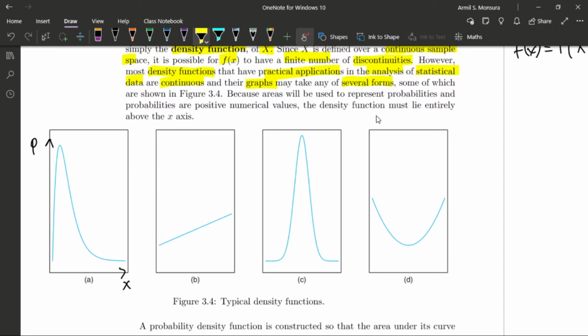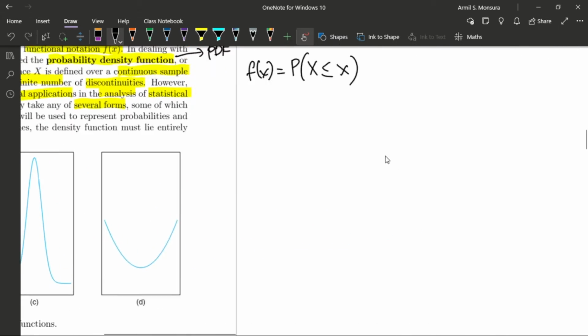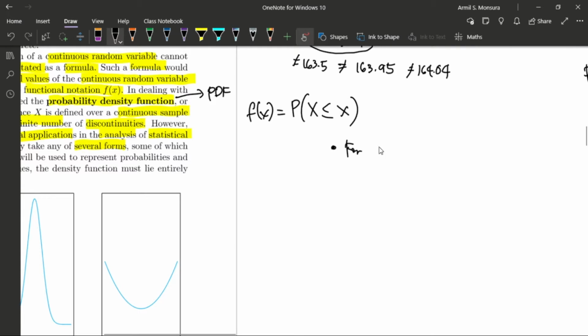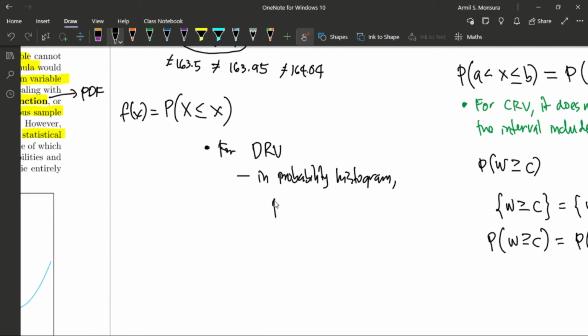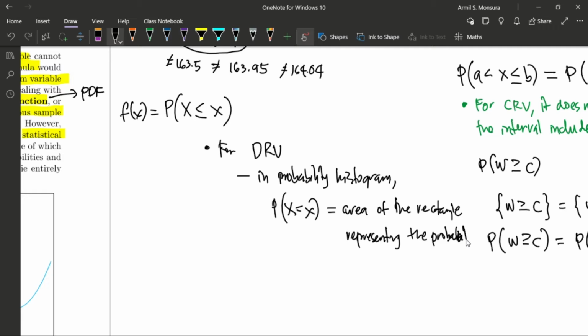Recall that in the previous discussion, we emphasized that the area of the rectangle in your probability histogram must represent the probability. So again, for a discrete random variable in a probability histogram, the probability of x assuming a certain value x should equal the area of the rectangle representing the probability. We emphasize that: the area of the rectangle should be equal to the probability.